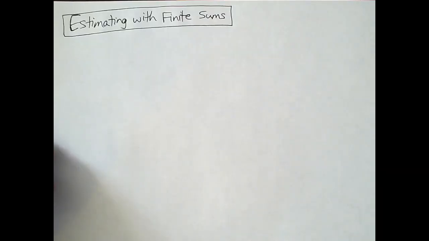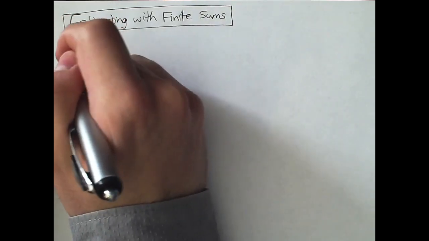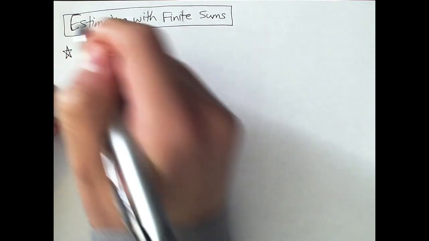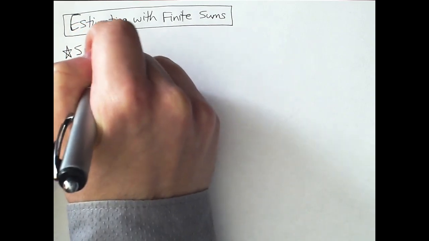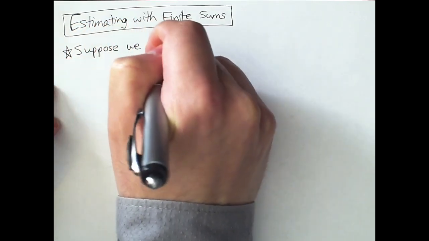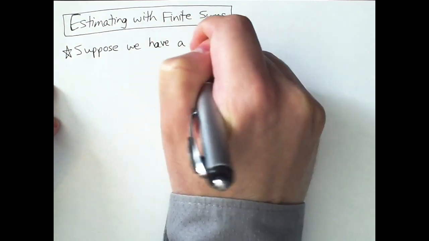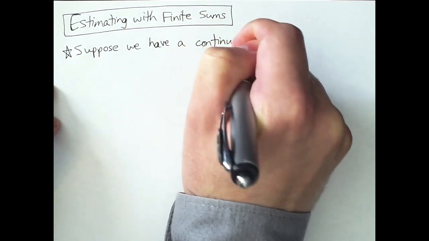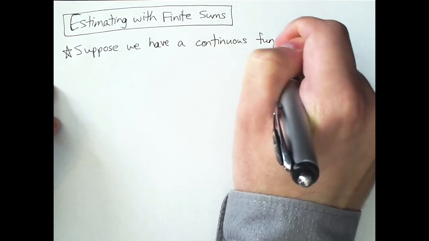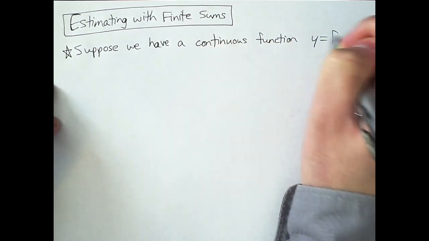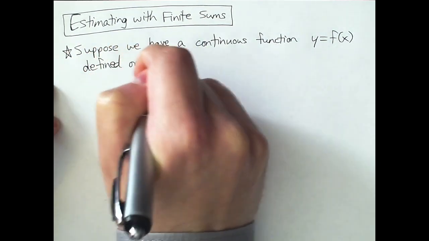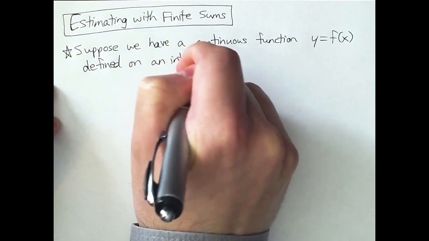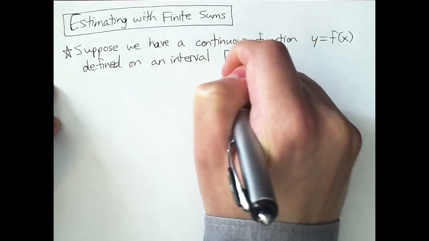So, like with a lot of topics, I want to start this topic with a question. A lot of times I like to start with a question to kind of show us the motivation of what this topic is going to be all about. So, suppose we have a continuous function y equals f of x defined on an interval from a to b.